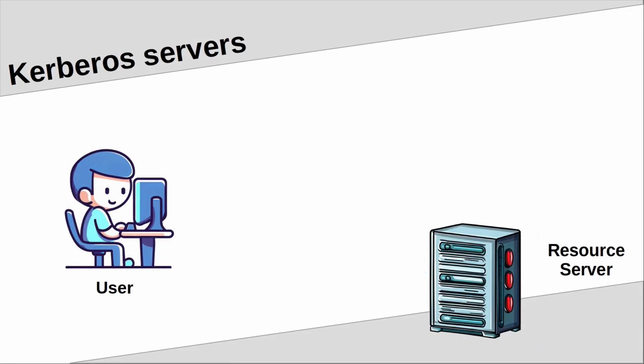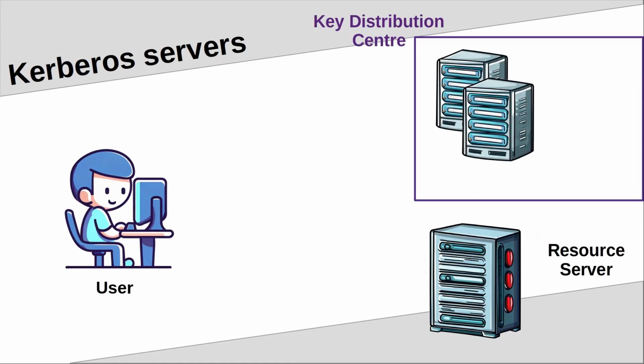In this diagram, we have a user that wants to access the resources on this resource server. Rather than authenticate directly with the server, this will use a Kerberos server. Authentication is provided by the Key Distribution Center. This is often a single server, although it could be split across different servers, especially for larger networks.